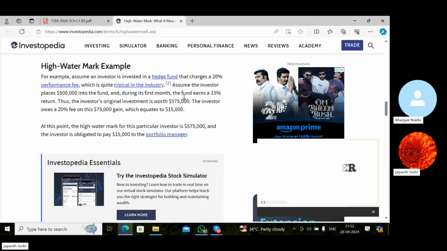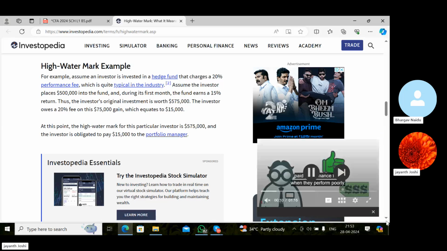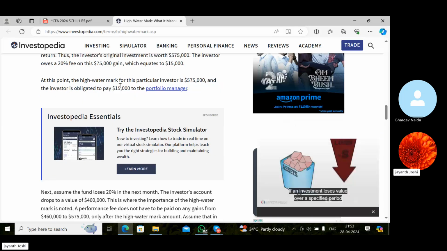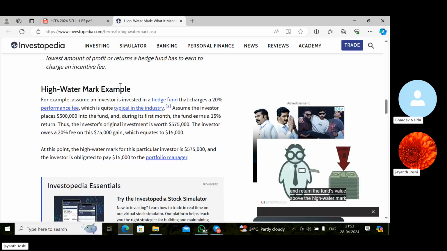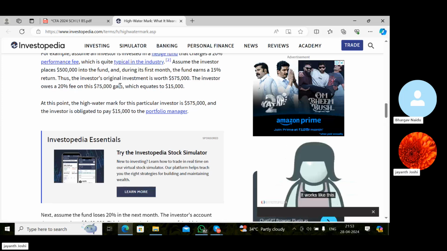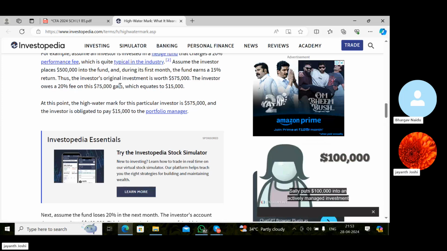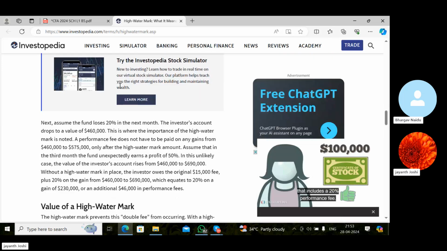They have to give the fee to whom? The fund manager. 20% of 75,000. This is what generally the fund manager would charge. And in hedge funds, as they promise very high returns, they charge 20% of the performance fee. So 15,000 they are supposed to get. At this point, the high watermark for this particular investor is 575,000, and the investor is obligated to pay 15,000 to the portfolio manager. Next, let's say the fund loses 20%.